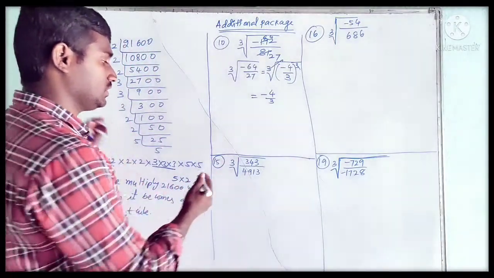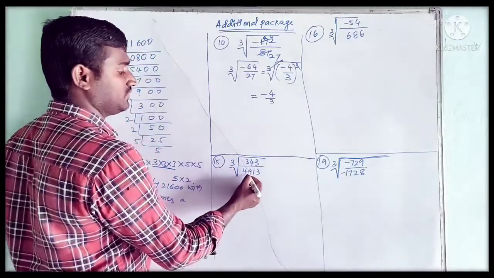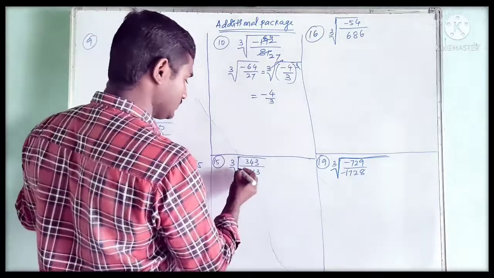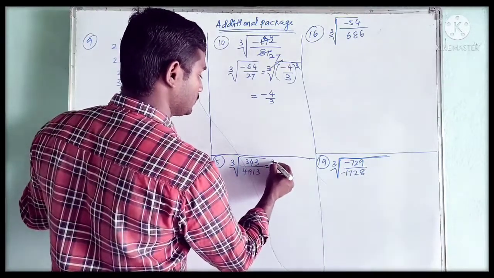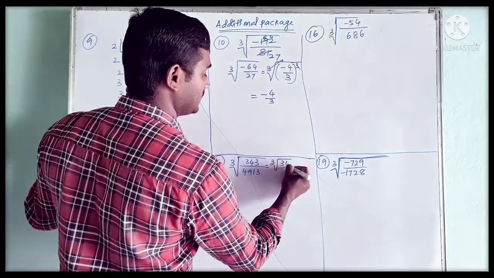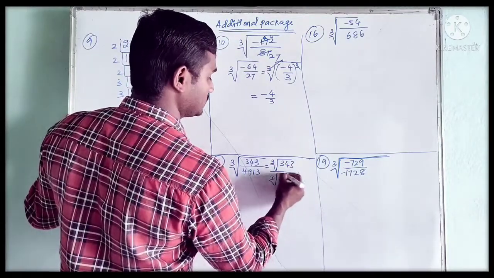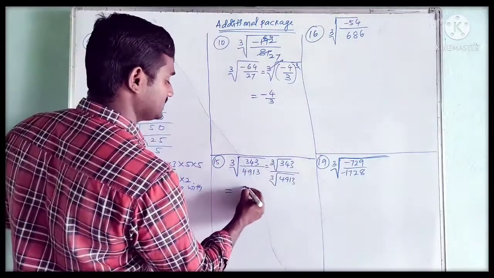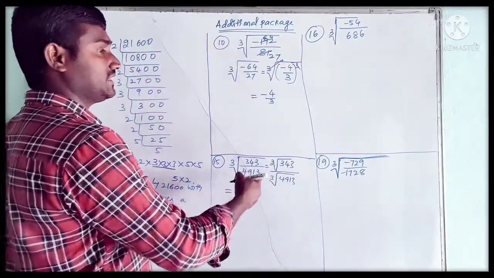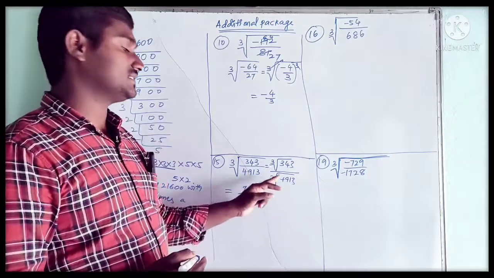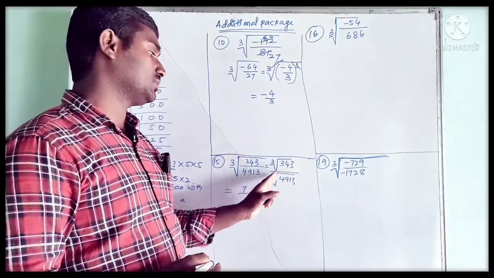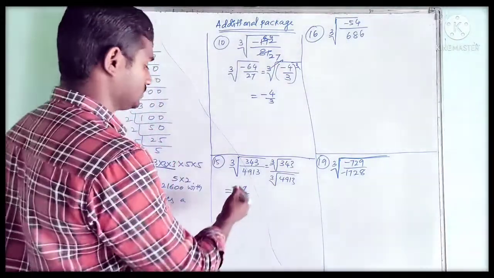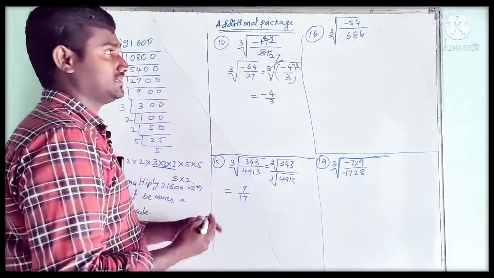See here, 15th question. Cube root of 343/4913. This we can write as cube root of 343 by cube root of 4913. So cube root of 343 is 7. Cube root of 4913, already we did, cube root of 4913 is 17. Okay, so 7/17 is the correct answer for this.